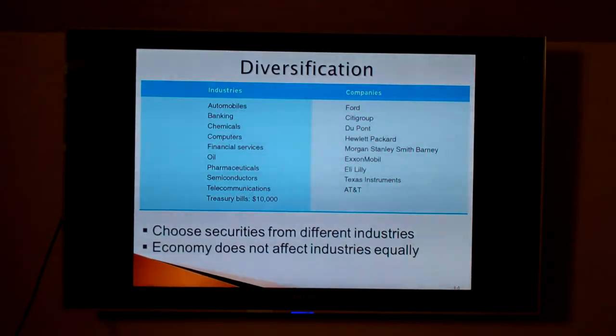Okay. Diversification. So we have some industries here: automobiles, banking, chemicals, computers, financial services, etc. And then we have some companies that represent those. Choose securities from different industries. The economy does not affect all industries equally.